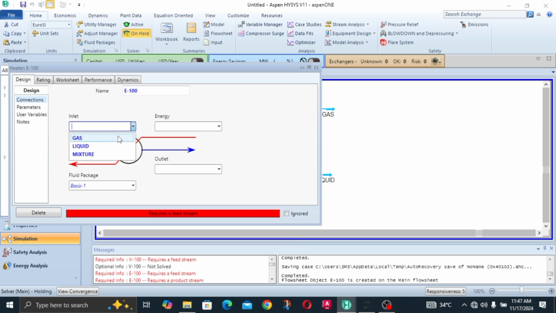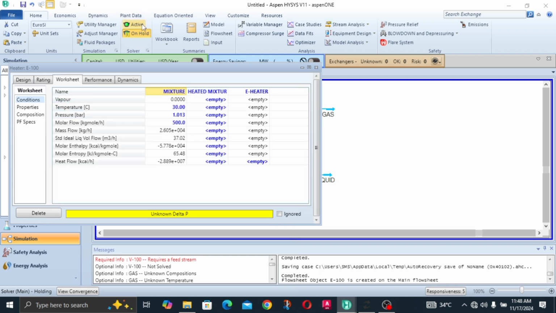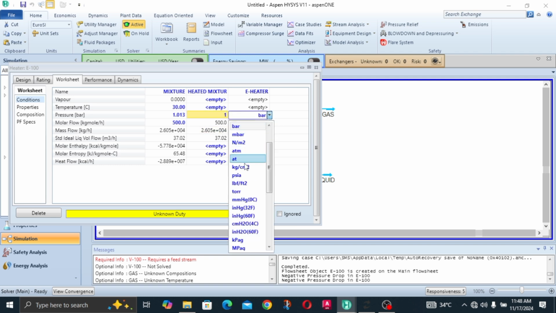So inside our heater, we add the inlet, the mixture inlet. Then remember, the heaters do require energy streams. We call it heater. Then the outlet, we can call it heated mixture. And then remember, we need to specify our change in pressure. But before we do that, remember we're on pause. So let's put this back on play, active. And then change in pressure, we could probably have a 1.5 bar. Or let's still work with our 1 atm.